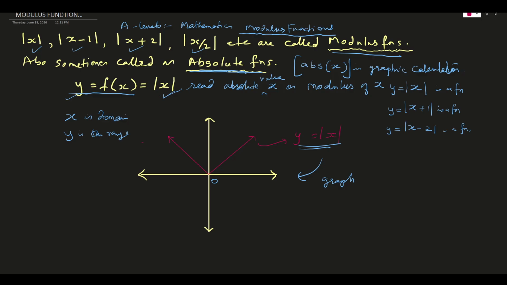It will have a vertex at the origin, and then you will have a straight line at 45 degrees in the first quadrant. You'll have a straight line at 45 degrees in the second quadrant. So in the first and the second quadrant, you will have these two arrows. Both together represent the graph of y is equal to modulus of x.